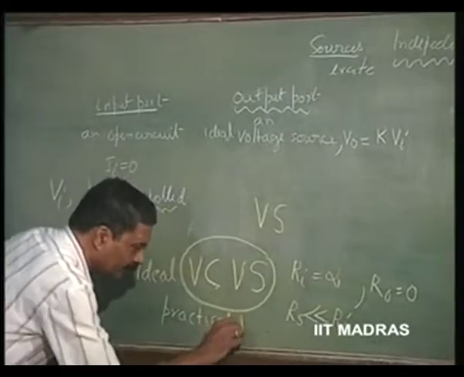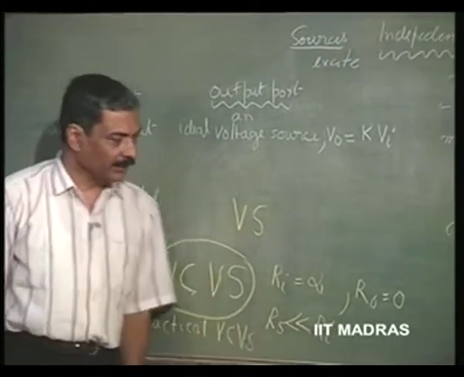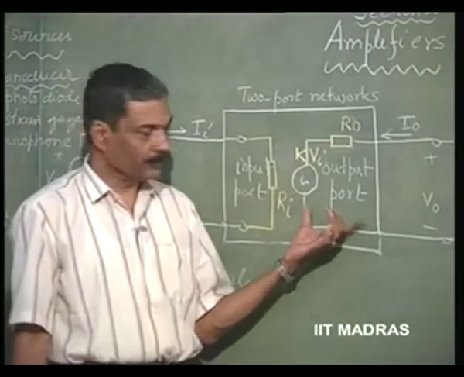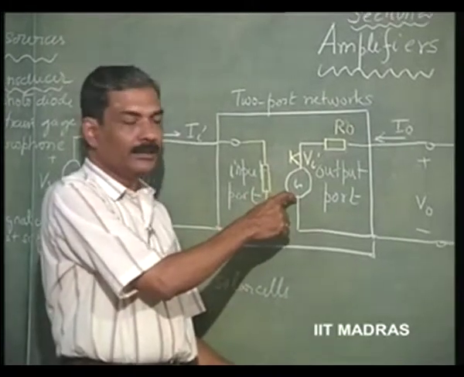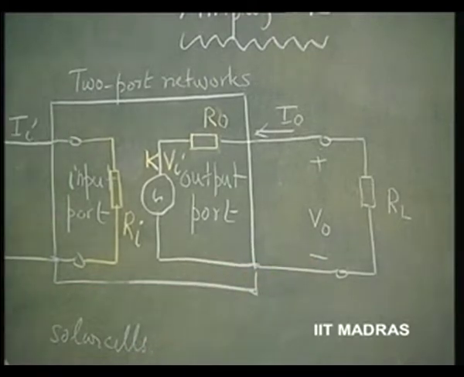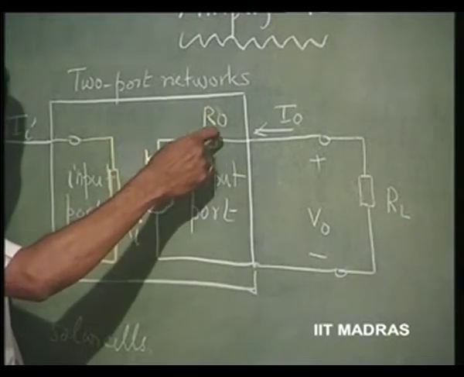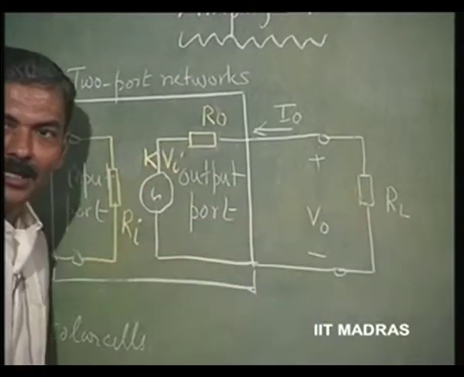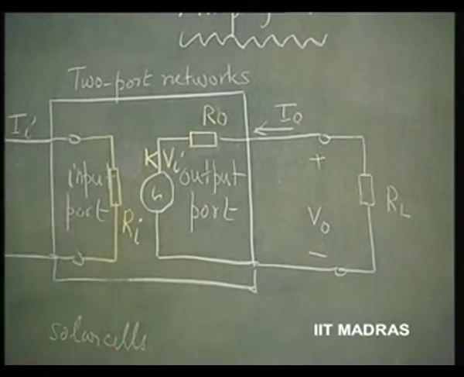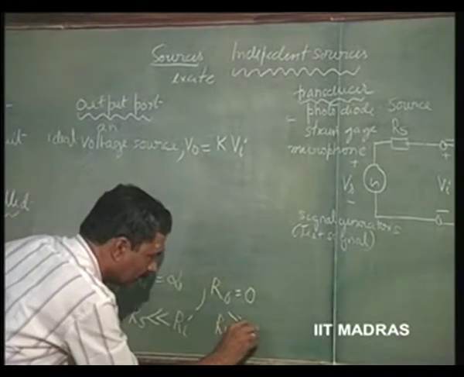So, practical VCVS therefore has Rs much less than Ri, and similarly here let us understand it on the output port. K V I should be very close to V naught. That can happen only when the drop across this is negligibly small, which means RL has to be much greater than R naught.